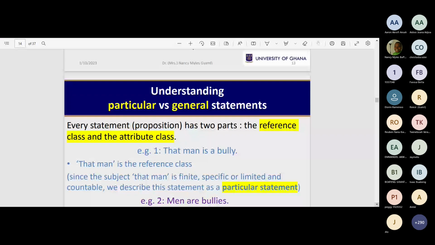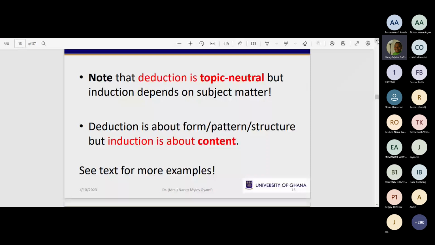Okay. All right. Now, I was just telling the class that what follows next is this important point to tell you that deduction is neutral to the topic, whilst induction is focused on what? The content or the subject matter. Okay. So now I can move on.